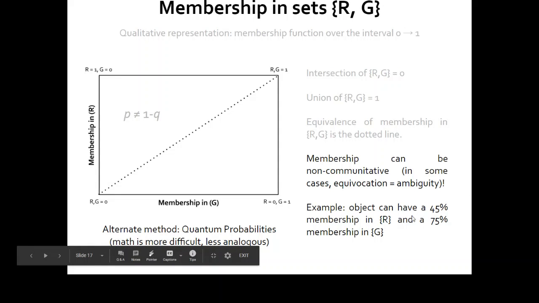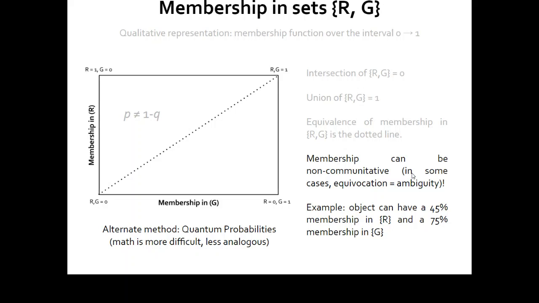An example, of course, is an object may have a 45% membership in R and a 75% membership in G. This is a very basic way to do this with a fuzzy method or a soft method. There are alternate methods, like quantum probabilities, which is much more difficult and maybe less analogous to cultural systems. People use quantum analogies a lot, but I'm not a big fan of that, if only because it is a lot of math to get somewhere where maybe it isn't necessary.